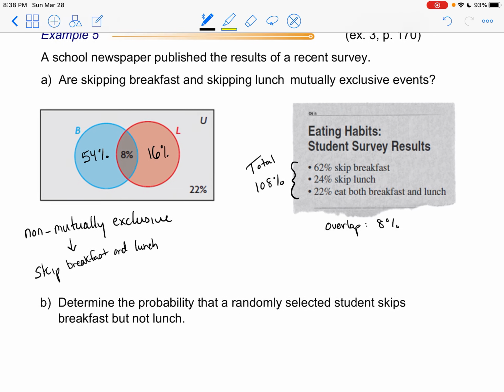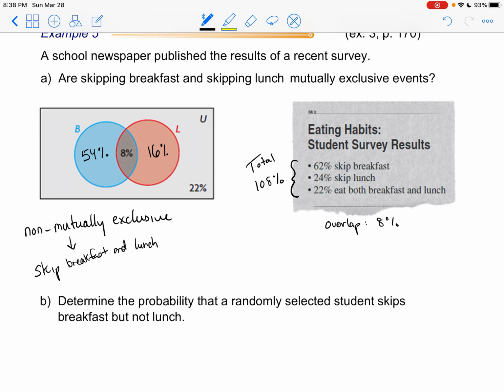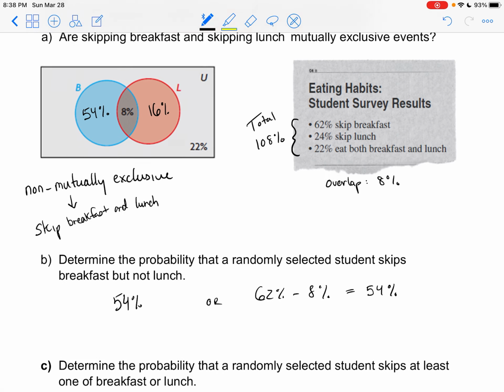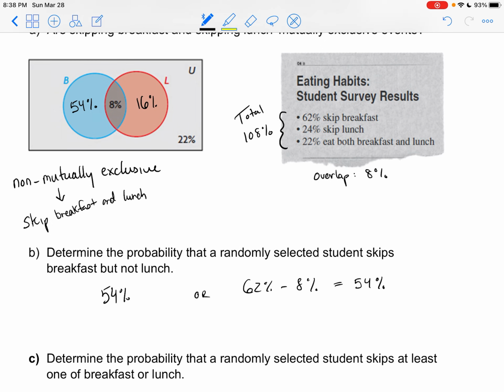Okay, so part B says, determine the probability that a randomly selected student skips breakfast but not lunch. Well, we already have the Venn diagram done up there, so that's 54%. Or we could have said it was 62% minus the 8% overlap is 54. Either way.